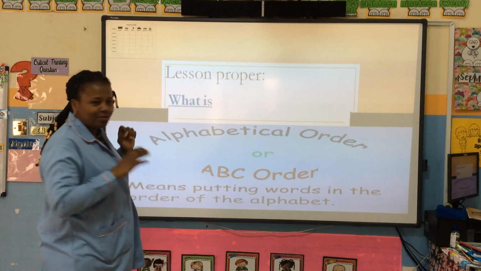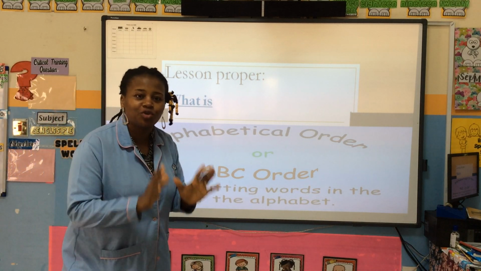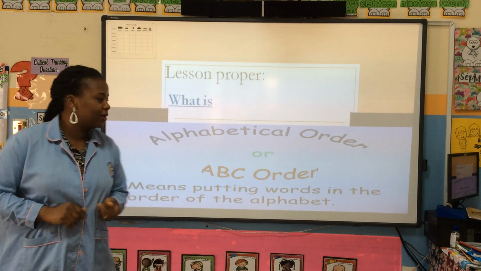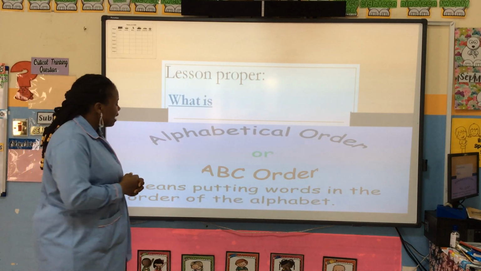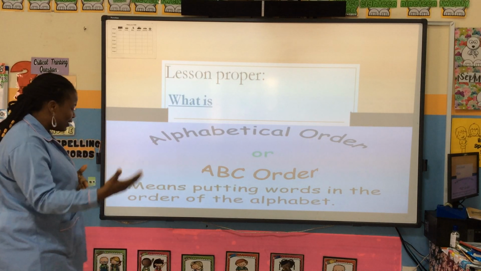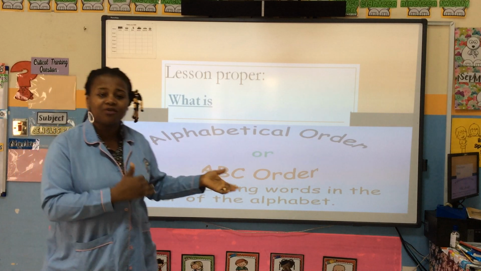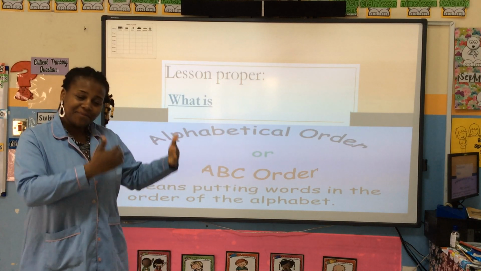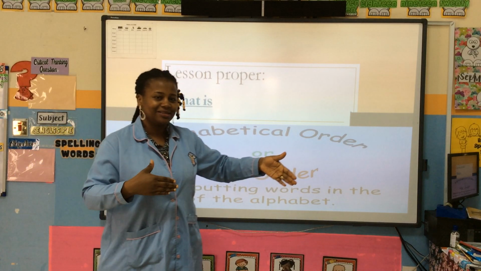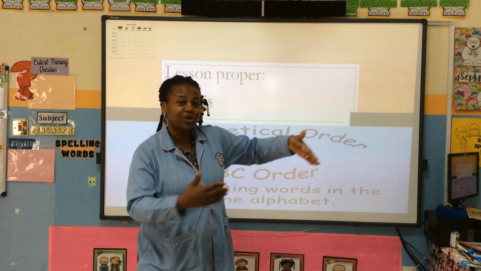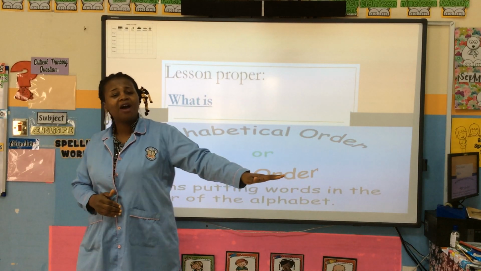This is the lesson proper. Now I want you to keep your hands and your feet to yourself and just give me your ears, okay? Now, what is alphabetical order? Alphabetical order or ABC order means putting words in the order of the alphabet, like your A, B, C. You arrange them sequentially, like the mathematics taught you. You arrange 1, 2, 3 to 10 and you continue. That is how you arrange your ABC, your alphabets in order.